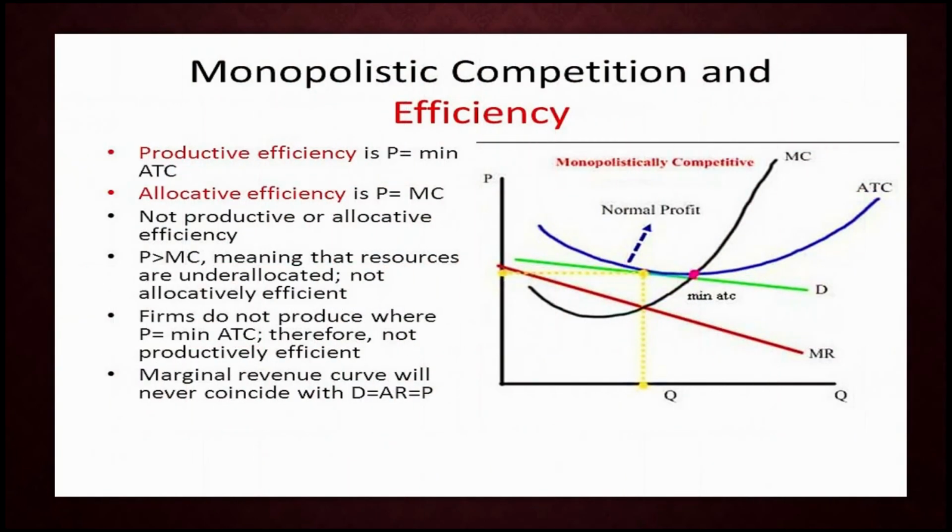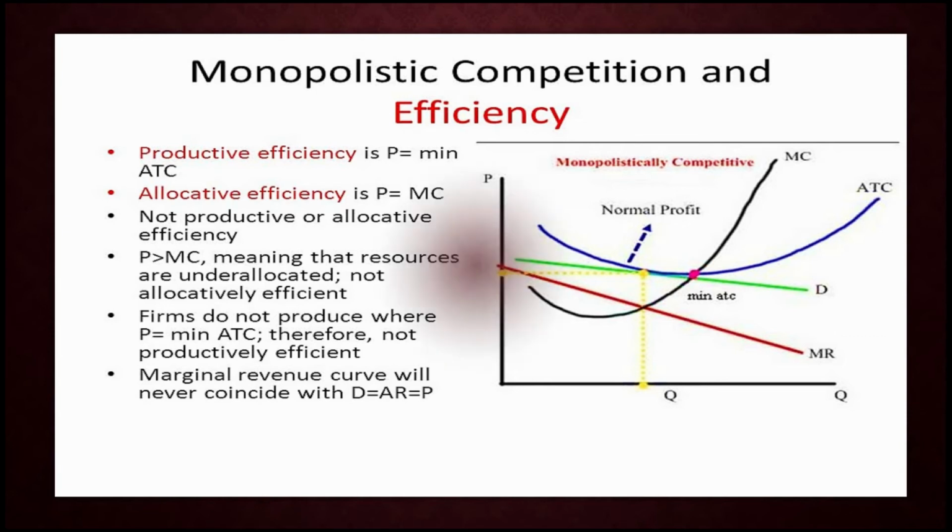Therefore, let's check an overview of monopolistic competition and its efficiency. The first thing, productive efficiency, that's P equals minimum ATC. Second, allocative efficiency, P equals MC. Not productive or allocative efficiency, where P is greater than MC. This means that resources are under-allocated, not allocatively efficient. The firms do not produce where P equals MC or P equals minimum average total cost. The marginal revenue curve also lies below the demand curve, which equals the average revenue curve, which equals price. That's all for today about the monopolistically competitive market.